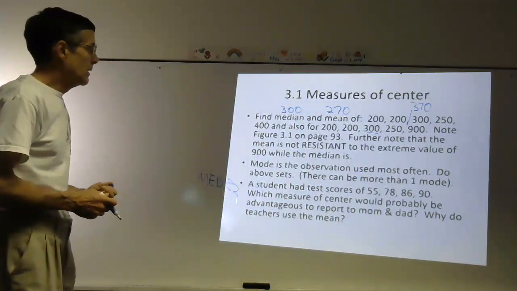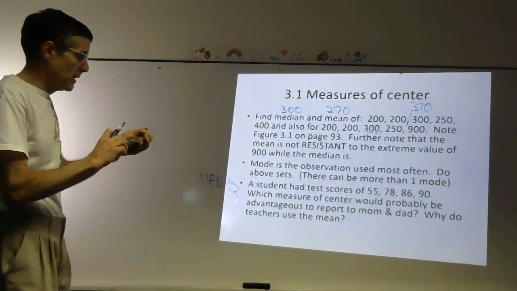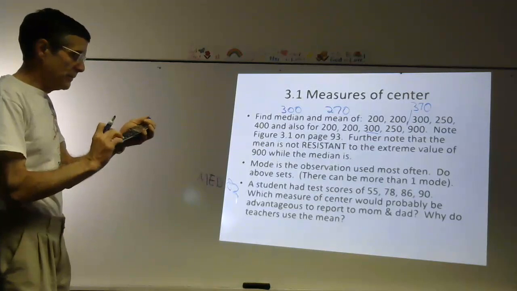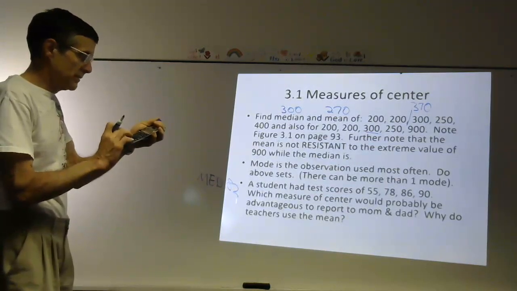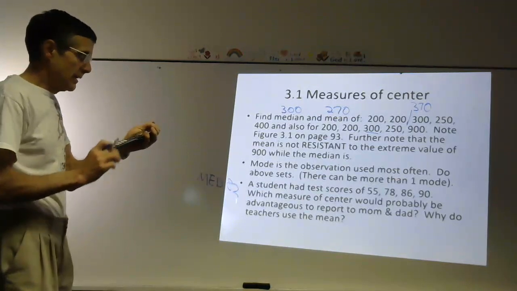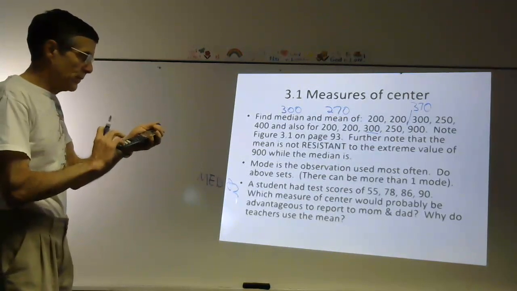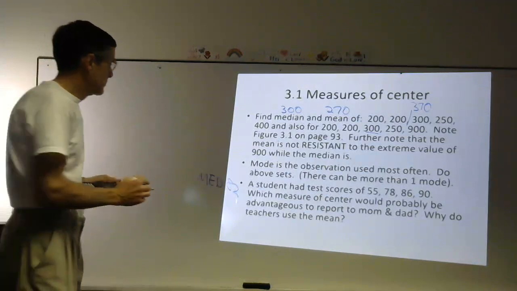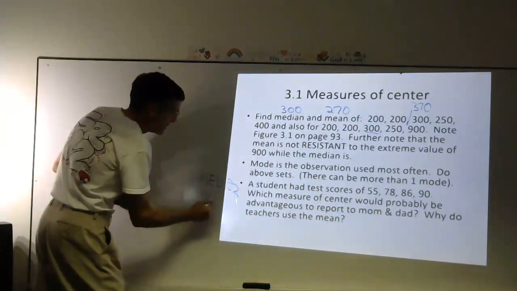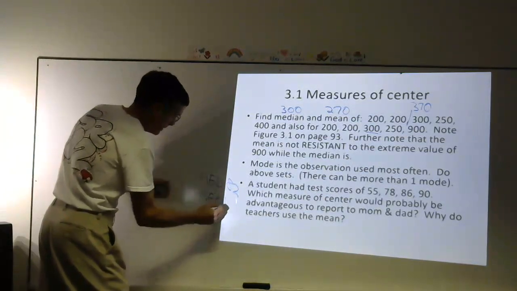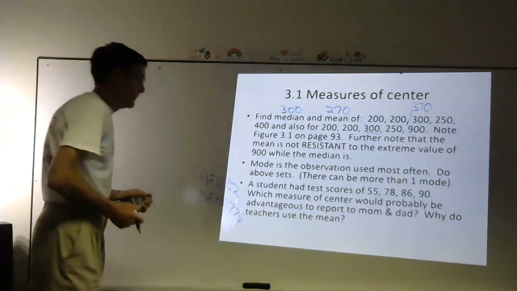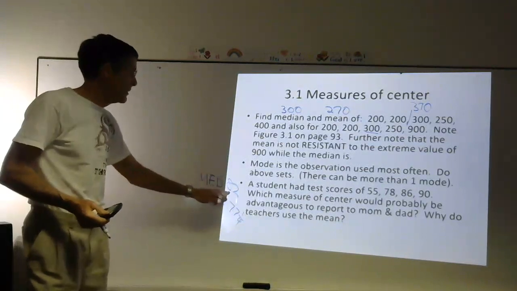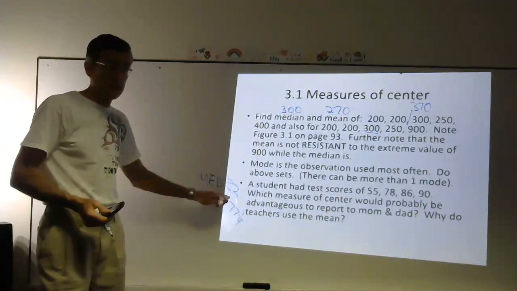Okay. What about the mean? Let's add them all up. So I've got 55 plus 78 plus 86 plus 90, and I get 309 divided by 4, the mean is 77.25. So it would be more advantageous to report the median.